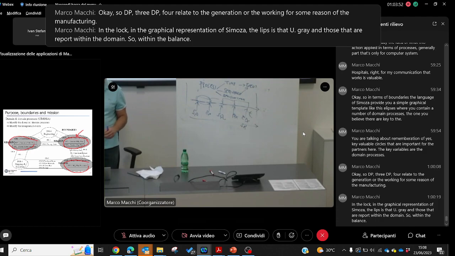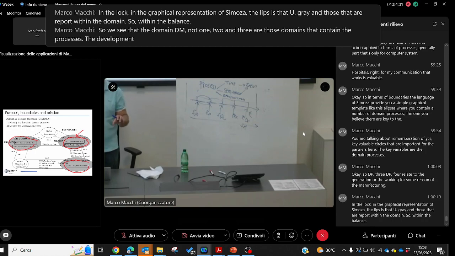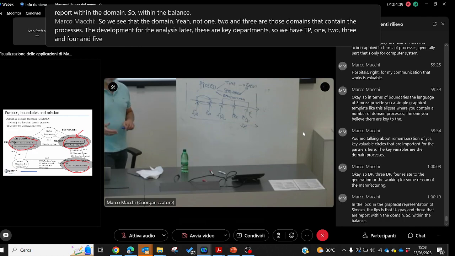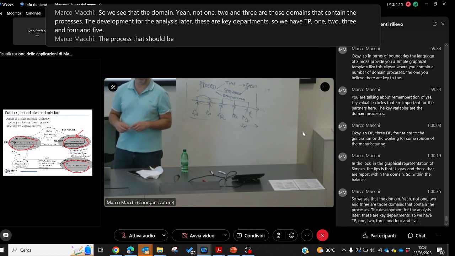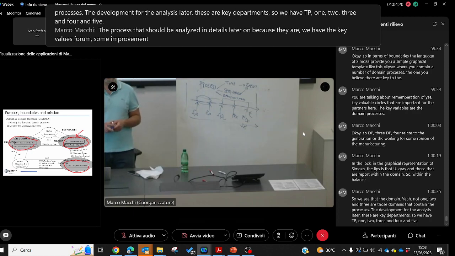So we see that the domains DM1, 2, and 3 are those domains that contain the processes that are relevant for the analysis later. These are given the boundaries. So we have DP1, 2, 3, 4, and 5, the processes that should be analyzed in detail later on, because there we have the key variables for some improvement, some system arrangement.